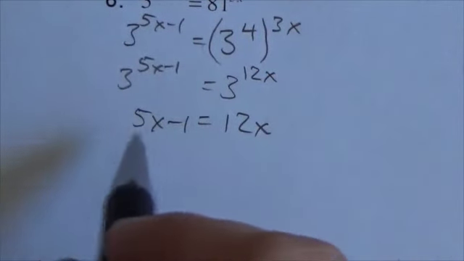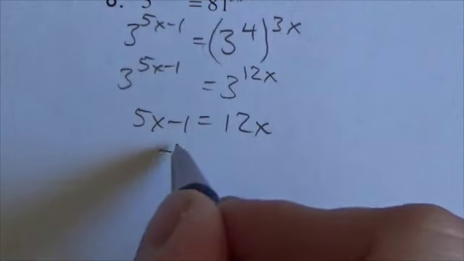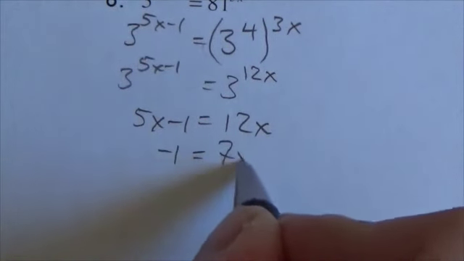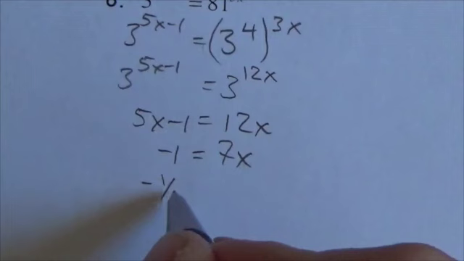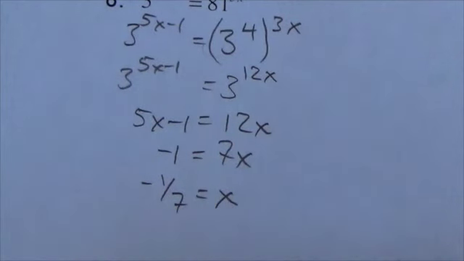For simplicity's sake, I'll subtract 5x from both sides, and this will become negative 1 equals 7x, and then divide. Now I'm getting a fraction as my result, but that's okay. Nothing wrong with that at all. The answer is negative 1/7.